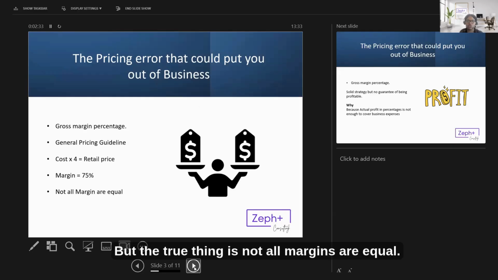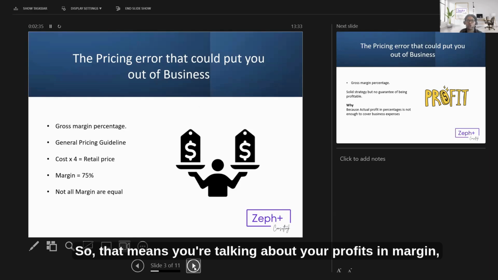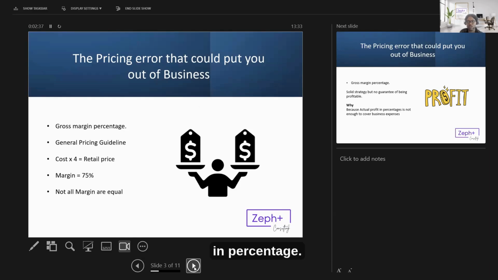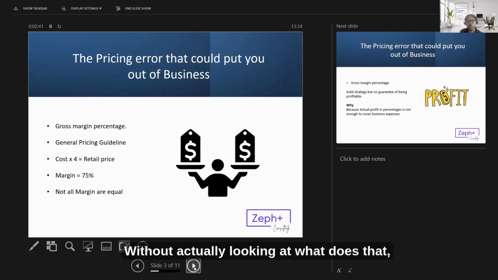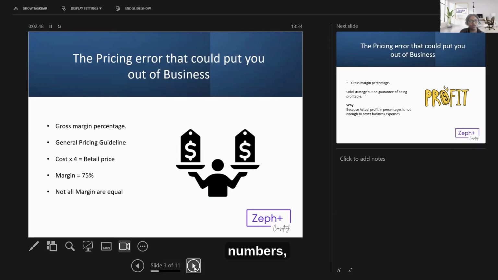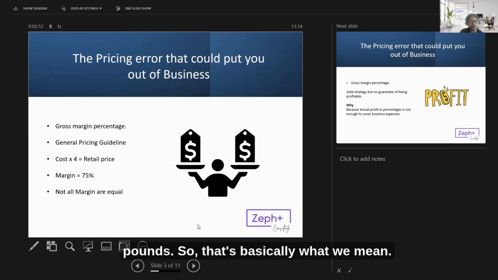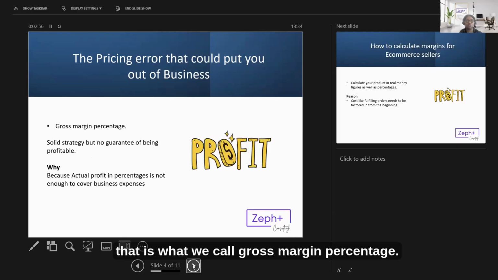But the truth is, not all margins are equal. You're talking about your profits in margin, in percentage, without actually looking at what that percentage translates to in numbers, in actual money, like dollars or pounds. So that is what we call gross margin percentage.